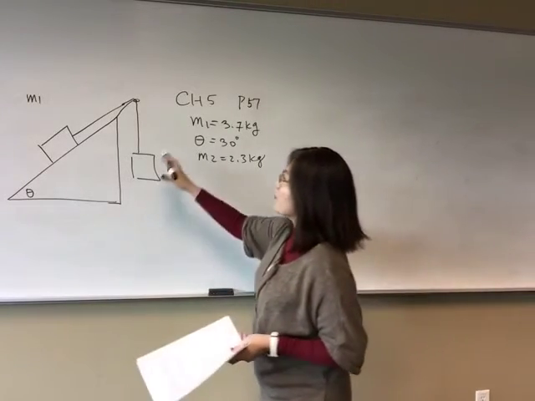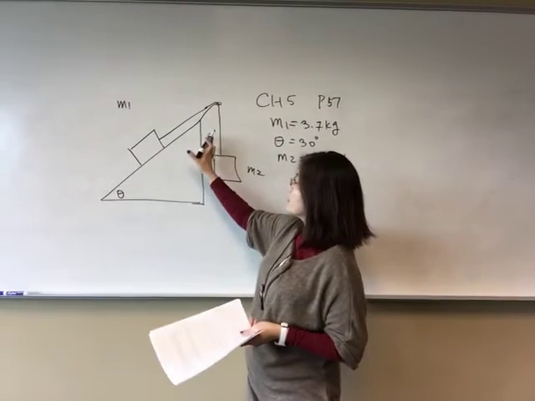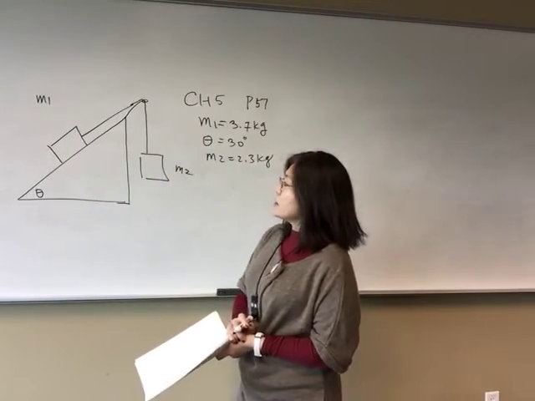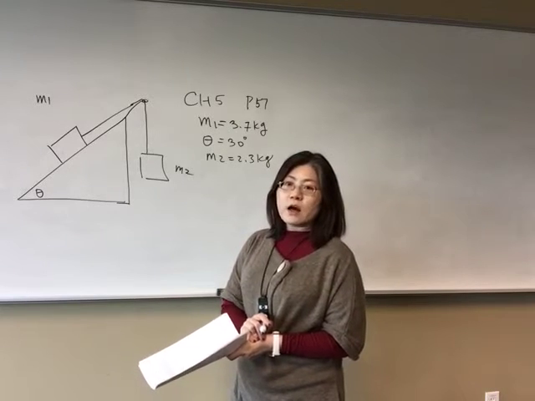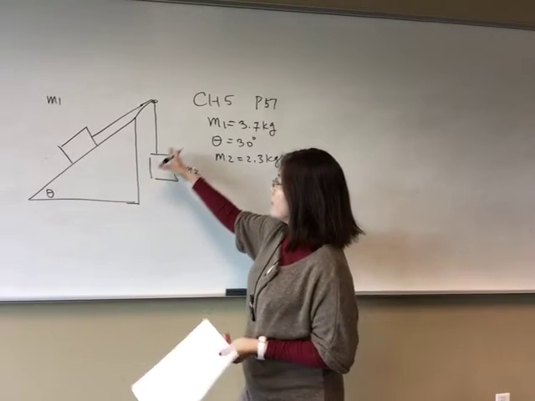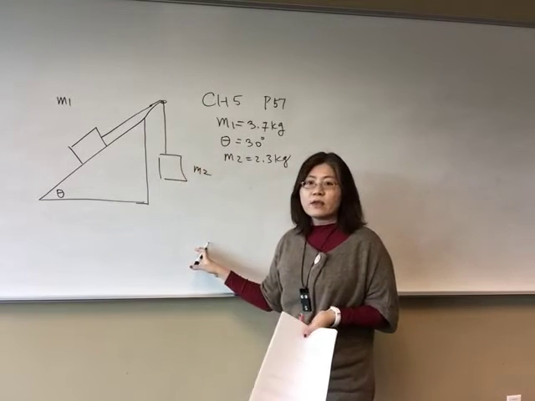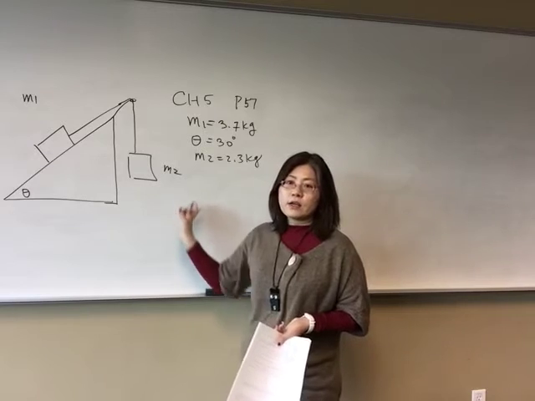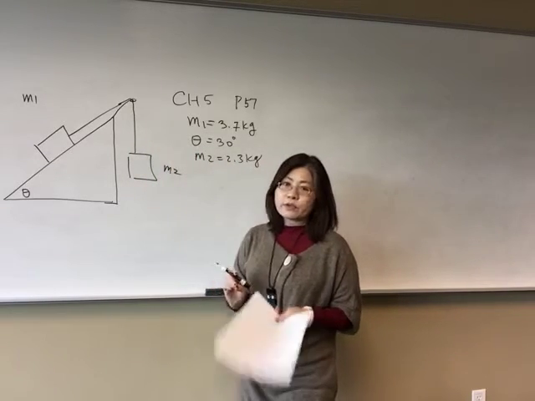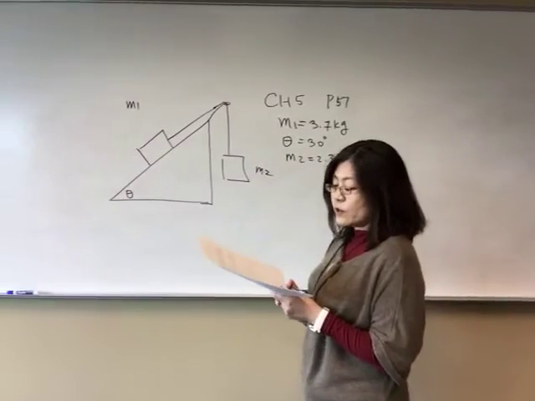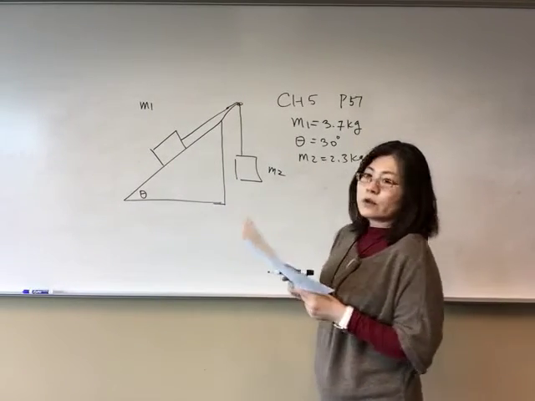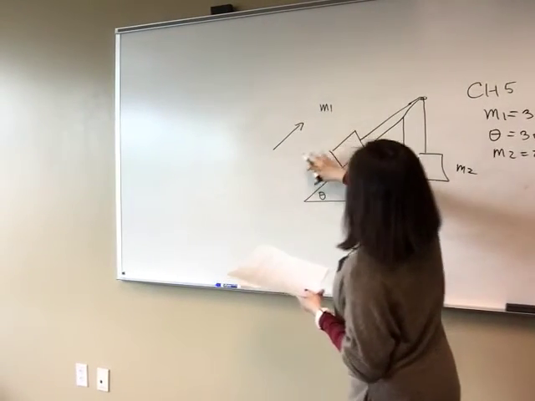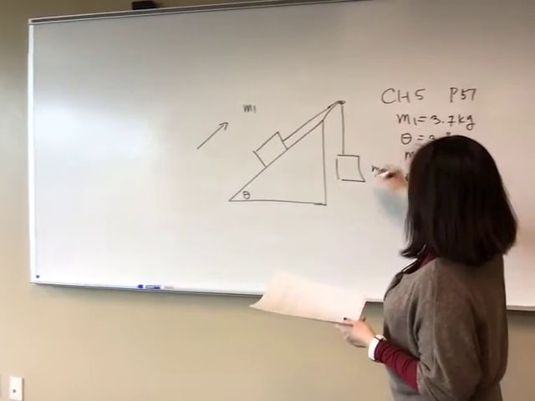Whenever you do this kind of problem, when you don't know whether this block is moving down or moving upward, you can assume it. If you assume that it's moving downward and you find that your acceleration is negative, it just means that the whole thing is moving in the opposite direction. But you do have to assume some direction. So let's say we assume this whole thing moves in this direction. If this is moving upward, that means this can only go down.